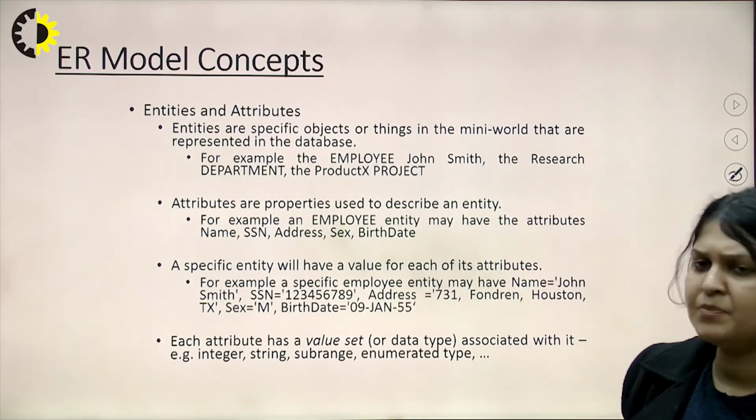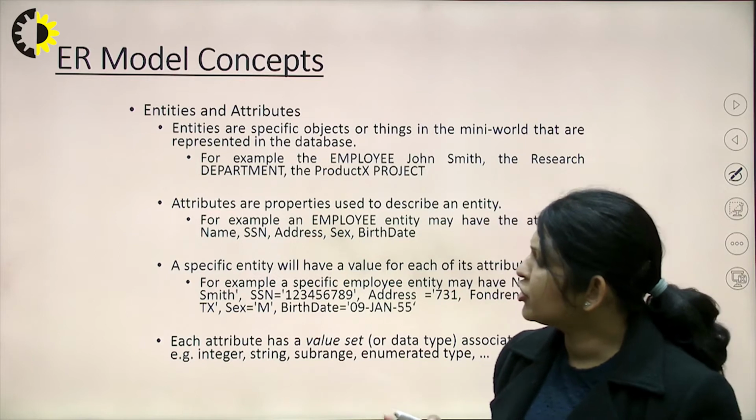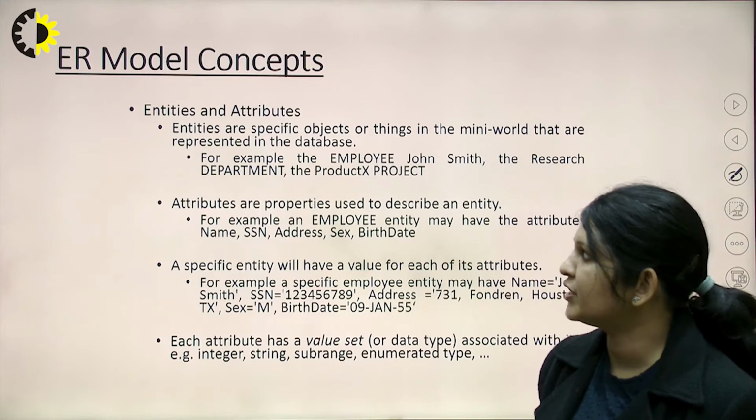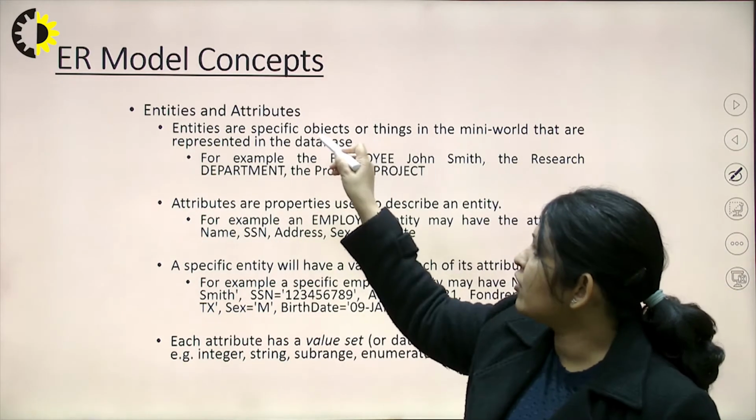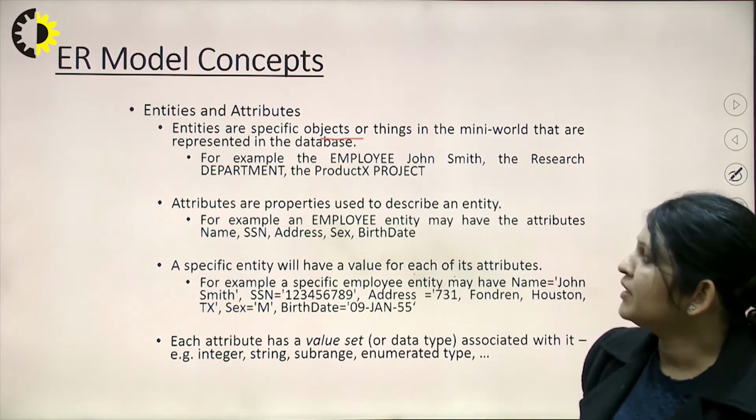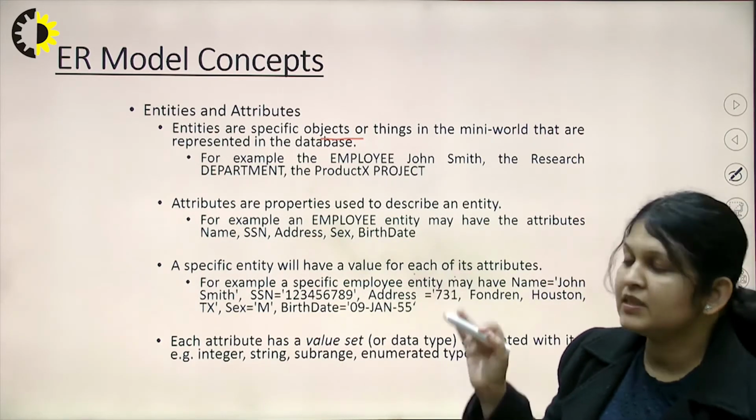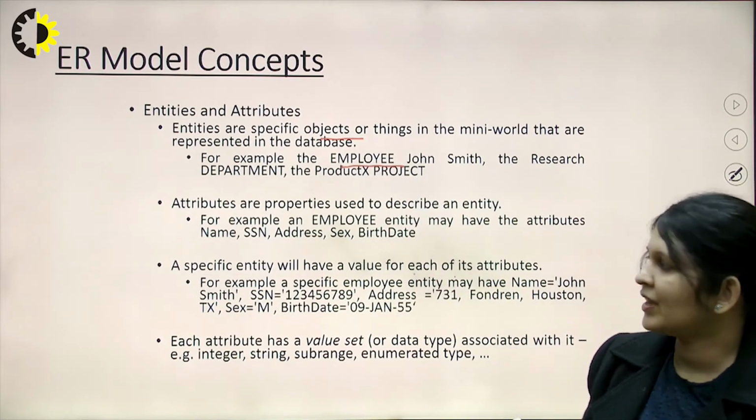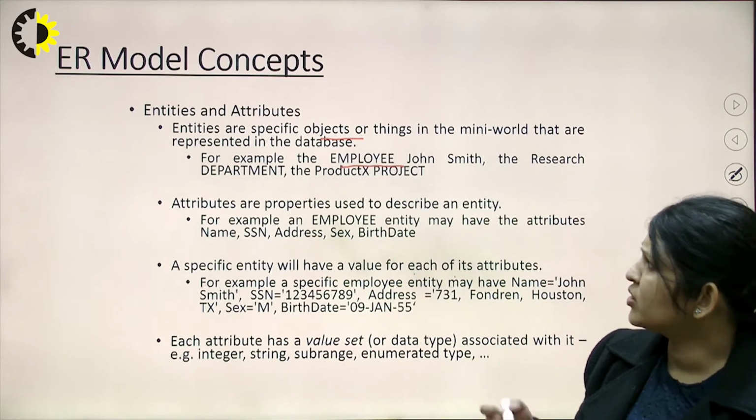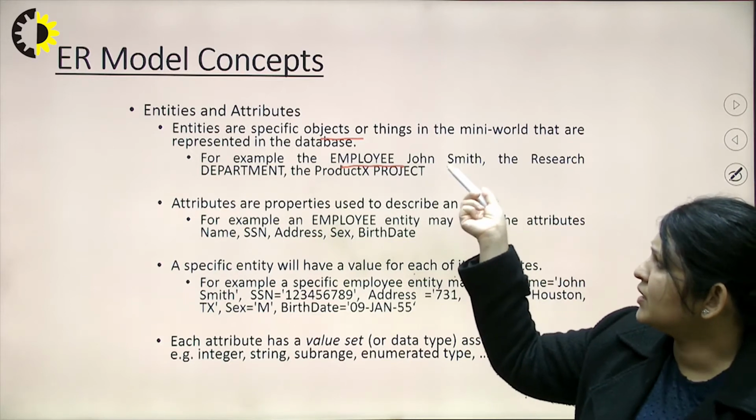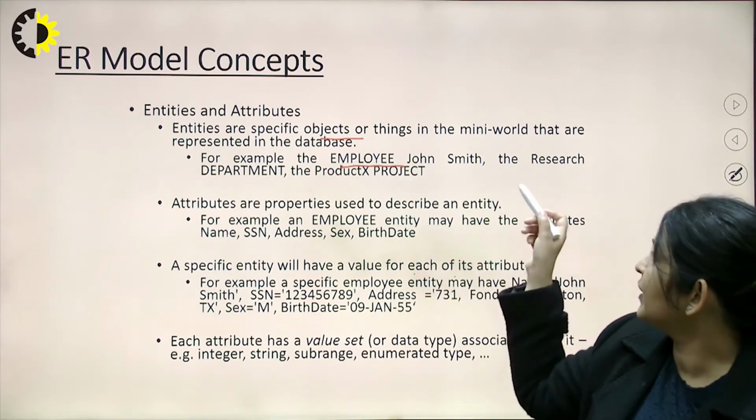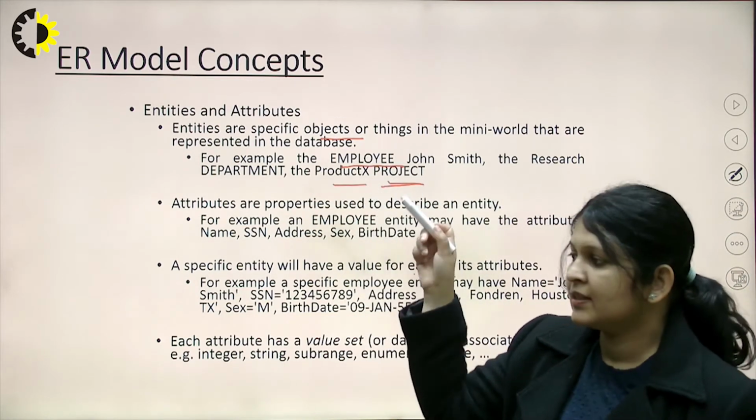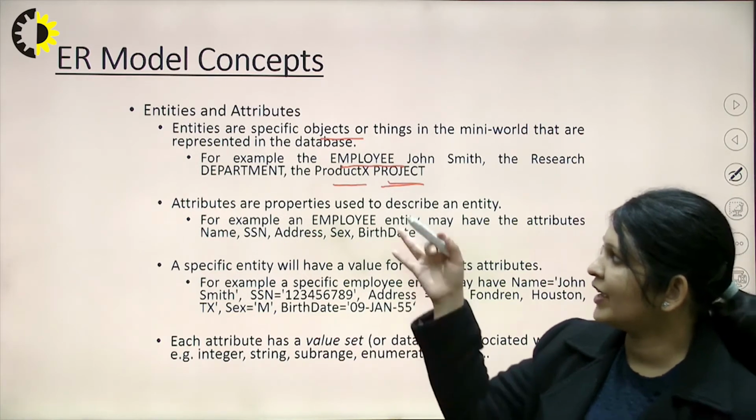So, the ER model concept is basically where we take into consideration all these things. First, we will look into the entities and the various attributes for each entity. Entities are specific objects or things in the mini world that are represented in the database. For example, employee is an entity, as we have done in the previous lecture also. For example, John Smith is a type of employee. Then the research department, or the project can be product X. So, these are examples of entities.